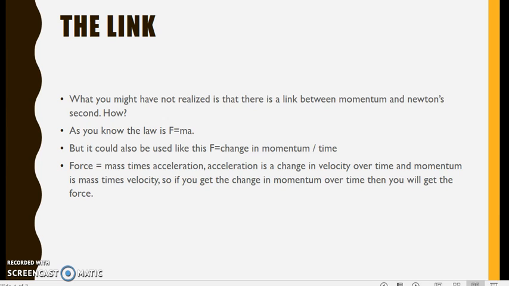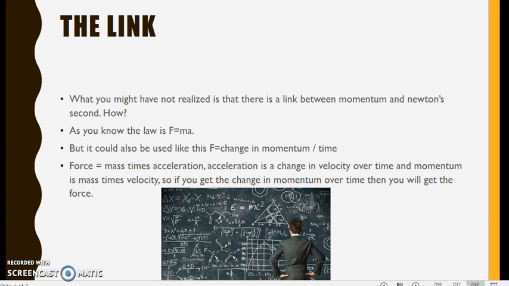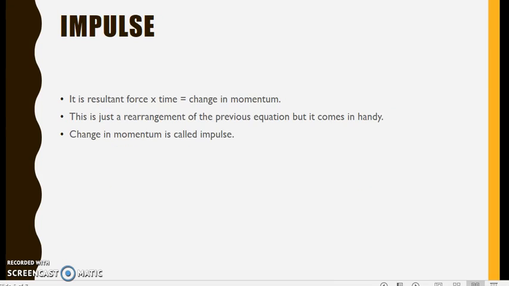Force equals mass times acceleration. Acceleration is a change of velocity over time, and momentum is mass times velocity. So, if you get change of momentum over time, you will get the force. It's a bit complicated, and it's kind of a roundabout way of finding the force, but whatever. Sometimes you do need to use this method.